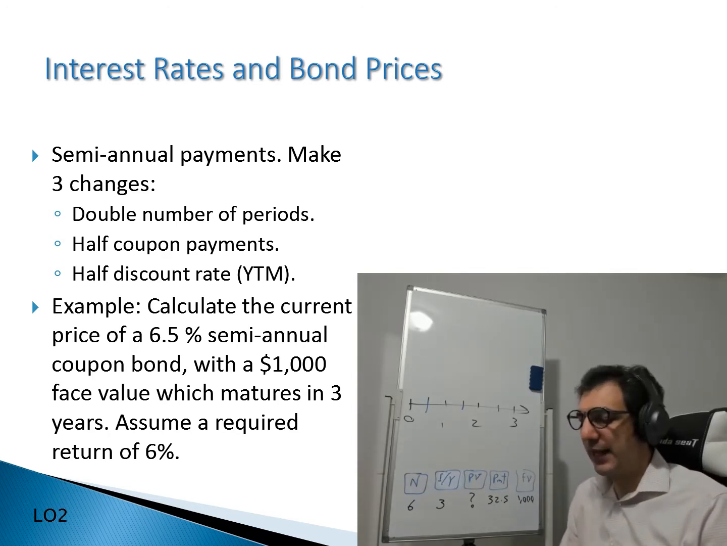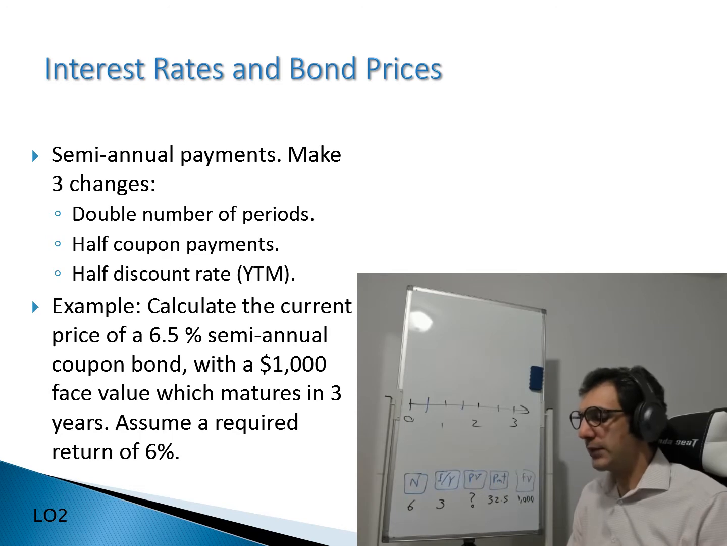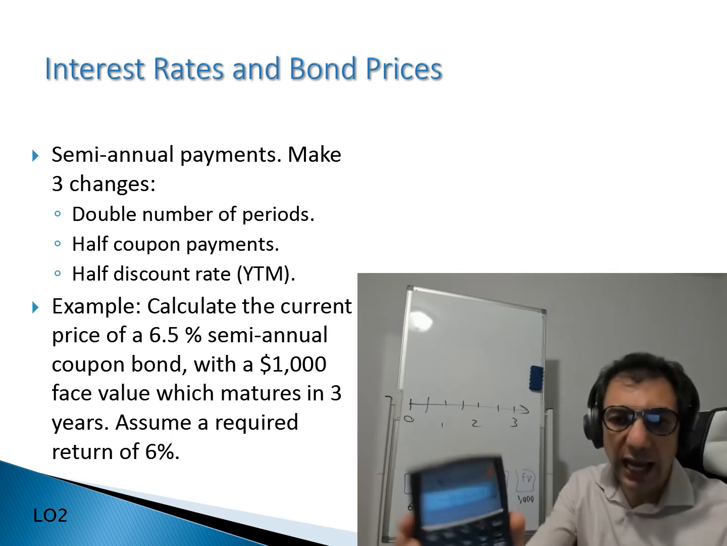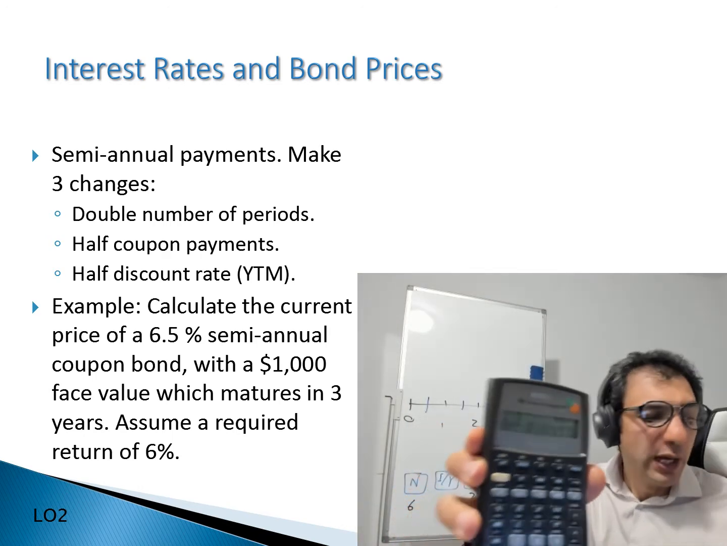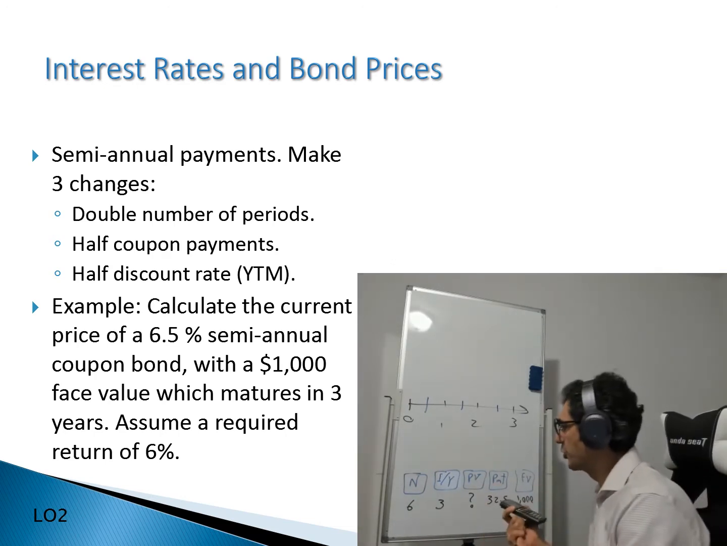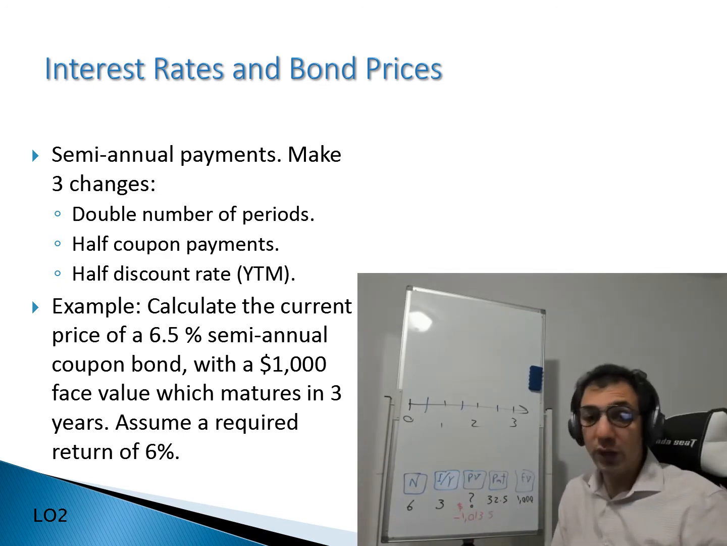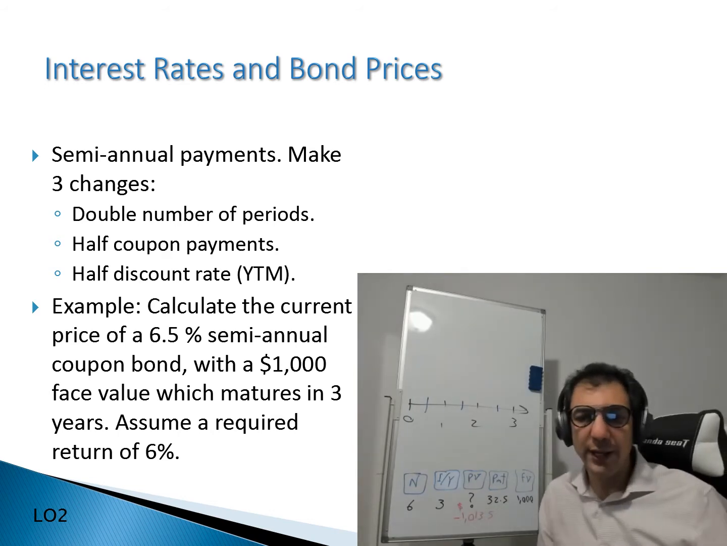So 6 N, 3 I, 32.5 PMT, 1000 future value. You are computing the present value, and that's the number I have. As we talked in the second lesson of this module, I mentioned the present value should be negative because that's how much you're actually paying for the bond. So $1,013.50. This is the present value, or the value of the bond you need to pay now.